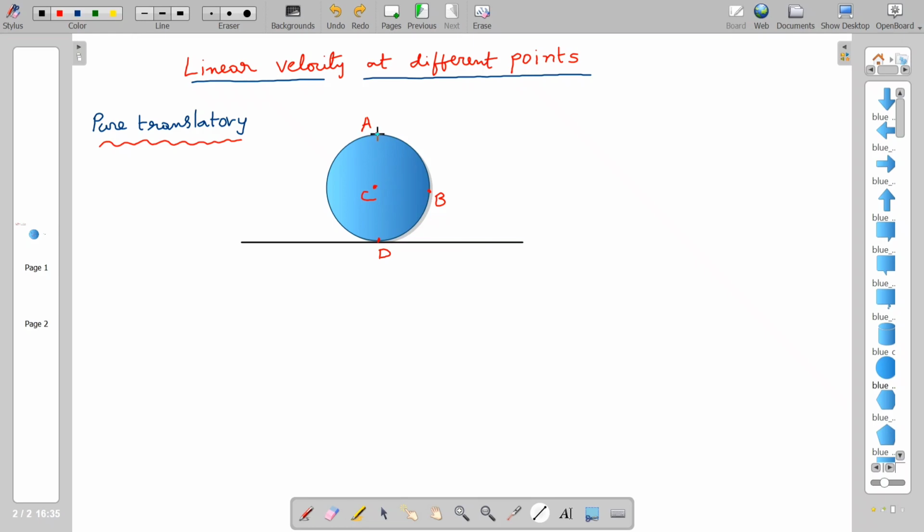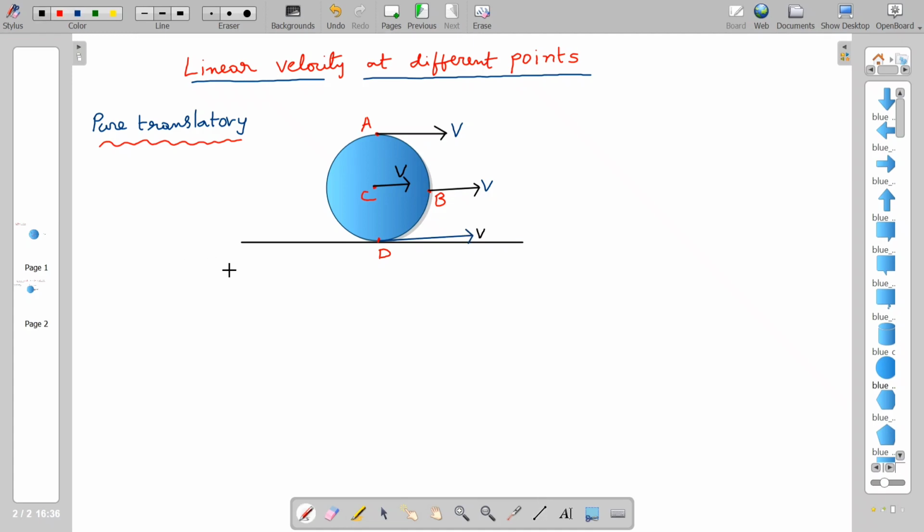Here, velocity at point A is along the tangent, that is V. And velocity at point B is along a straight line, that is also V. And velocity at its center, that is velocity of center of mass, is also V here. Velocity at its lowest point, that means at D, will be V.